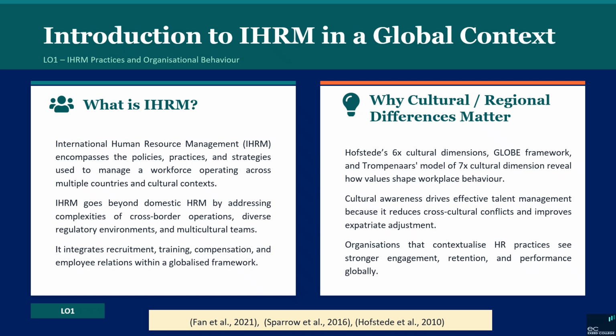Now, the second panel of this slide examines the role of cultural and regional dimensions in shaping HR practices. According to Hofstede, there are six culture dimensions: power distance, individualism versus collectivism, masculinity versus femininity, uncertainty avoidance, long-term orientation, and indulgence versus restraint, each of which profoundly affects workplace behavior, leadership expectations, and employee motivation. The GLOBE study led by Robert J. House also examined leadership style across 62 societies.